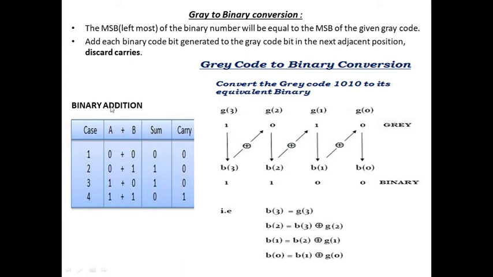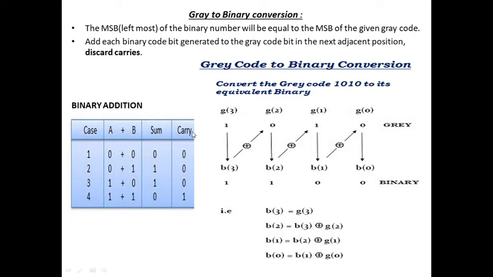These are the binary addition rules. We will see them in detail in further classes, but you just remember this table. You have two inputs, so there will be four combinations, because it is 2 raised to 2, which is 4. So you have 0 0, 0 1, 1 0, 1 1.